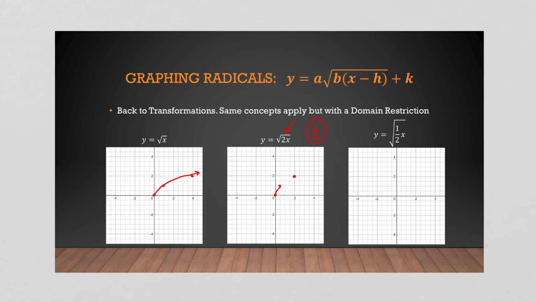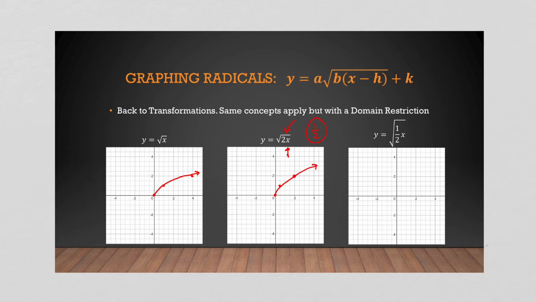Now, if that's confusing, just pick values for x. And you'll notice when x is 2, my inner function goes up faster, so it's going to get steeper faster, which is why it looks like it's been compressed. So 2 times 2 is 4, root 4 is 2.